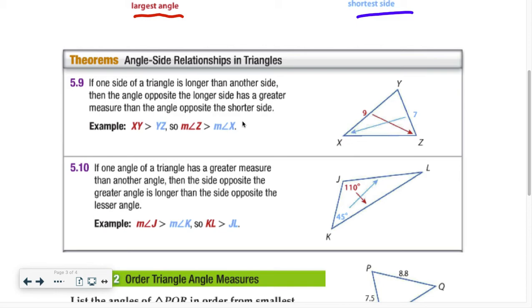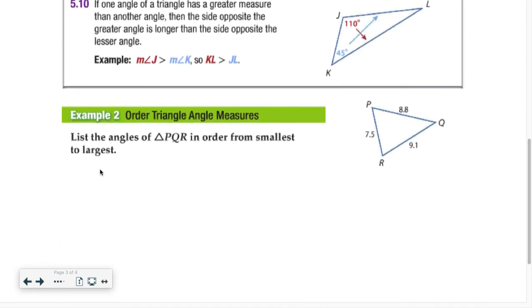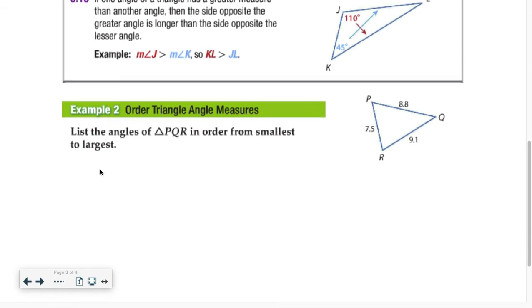Guys, and similarly, if one angle of a triangle has a greater measure than another angle, then the side opposite the greater angle is longer than the side opposite the lesser angle. So it can work for sides and it can work for angles is basically what we're getting here for 5-9 and 5-10. All right, so list the angles of PQR in order from smallest to largest.